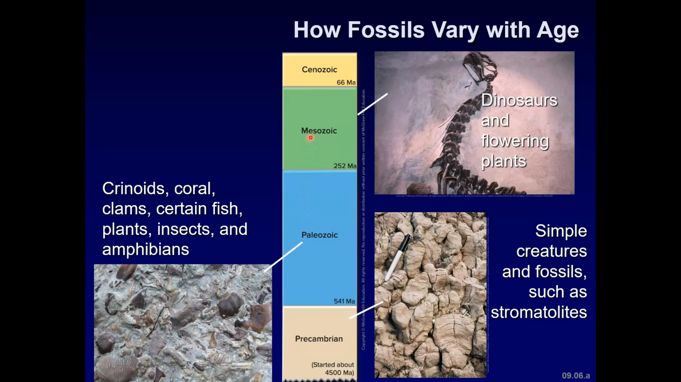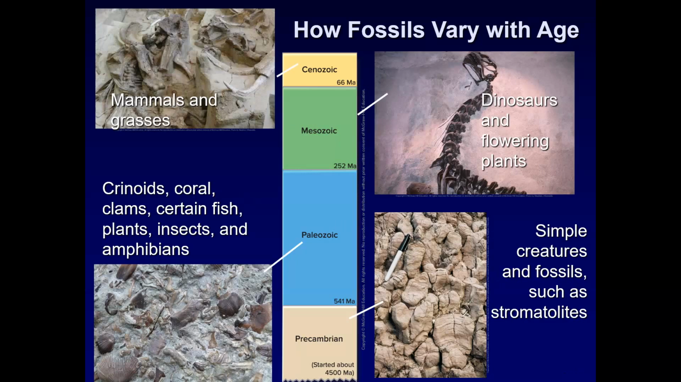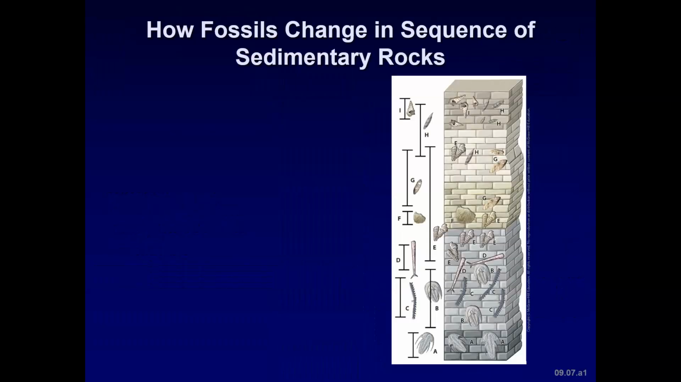And after that, showing up in the fossil record in the Mesozoic, you see dinosaurs and flowering plants. And then in the Cenozoic, we have mammals and grasses preserved in the fossil record. And that's a mammoth. We can also look at how fossils change in a sequence of sedimentary rocks. This can look a little overwhelming at first, but we'll break it down.